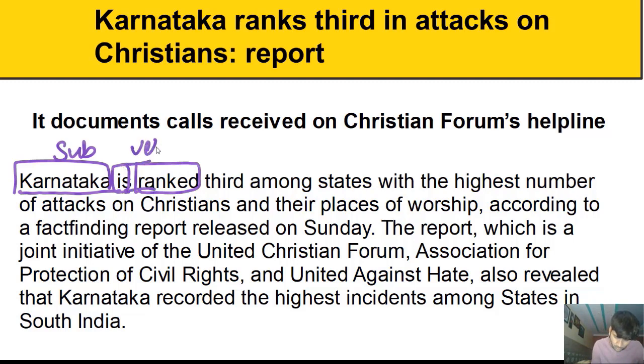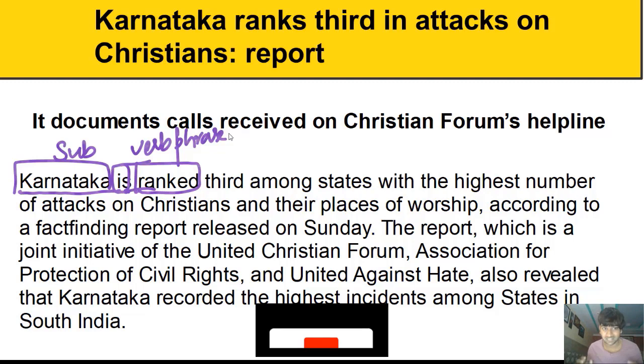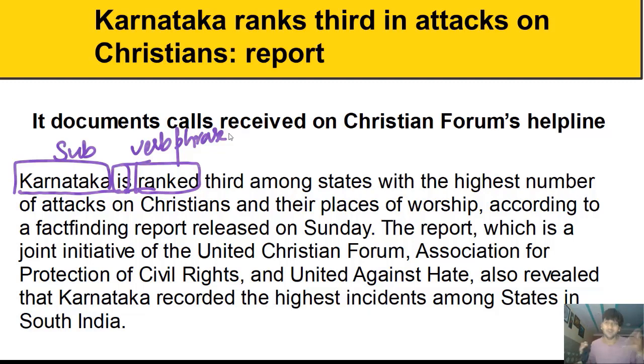Together it becomes the verb phrase. A verb phrase is a combination of a helping verb and a main verb. Karnataka is ranked. Somebody ranked it. Obviously, somebody must have ranked it, but who did that is not important to us. The sentence is in the passive form. Somebody must have ranked Karnataka third, but we're not concerned about who did that. Obviously it's done by a report, but we're writing the sentence in the passive voice, and what is ranked is more important to us than who did that.